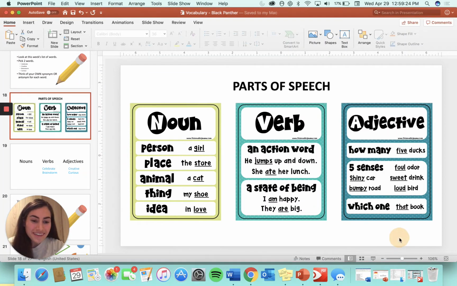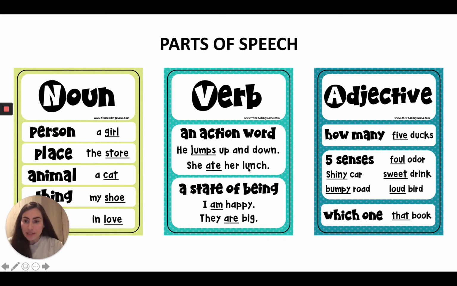Hello everyone. For today's assignment, you're going to be thinking about nouns, verbs, and adjectives. I'm going to remind you what each of those are. These in general are called parts of speech. The English language has different types of words, and we separate them into categories. The main categories are nouns, verbs, and adjectives.